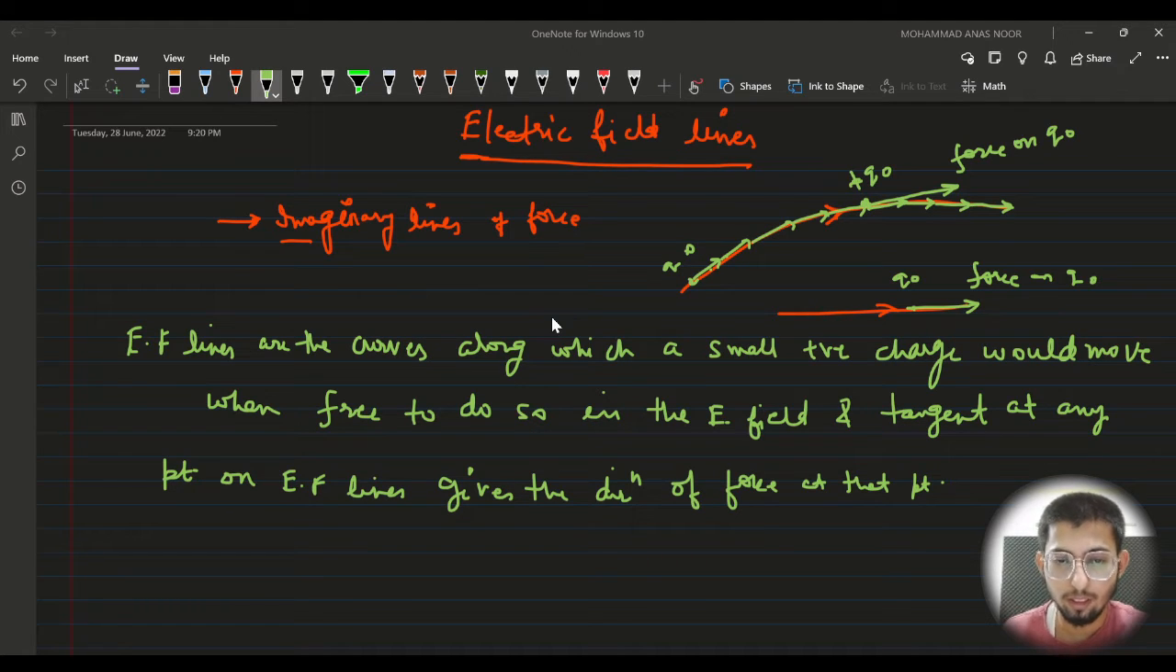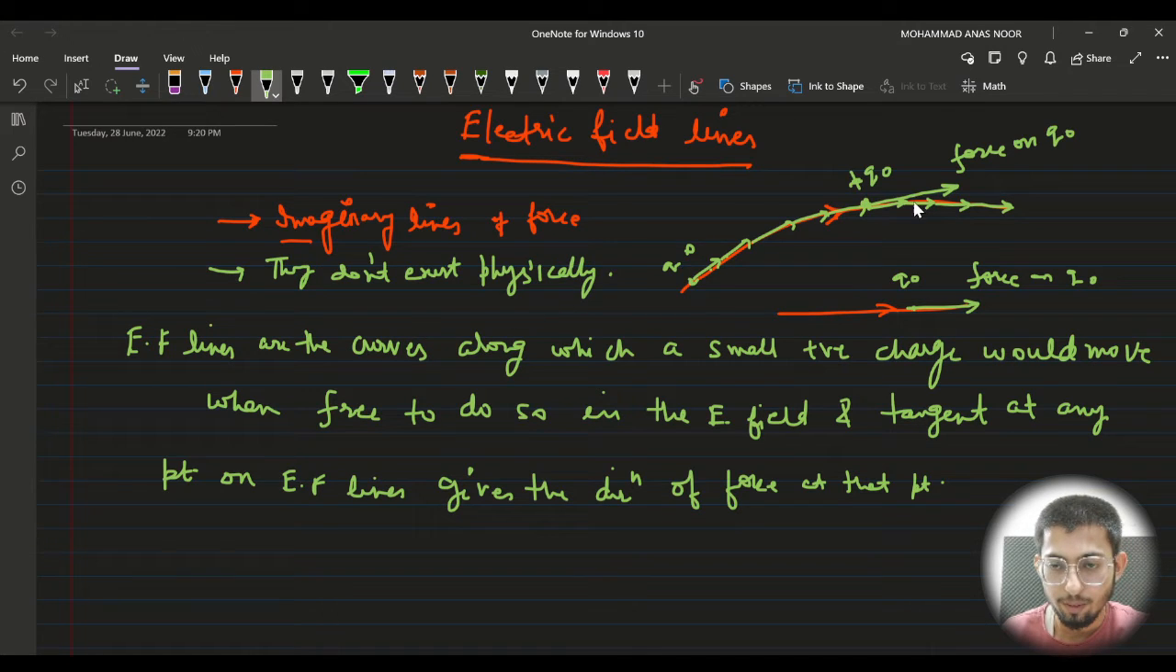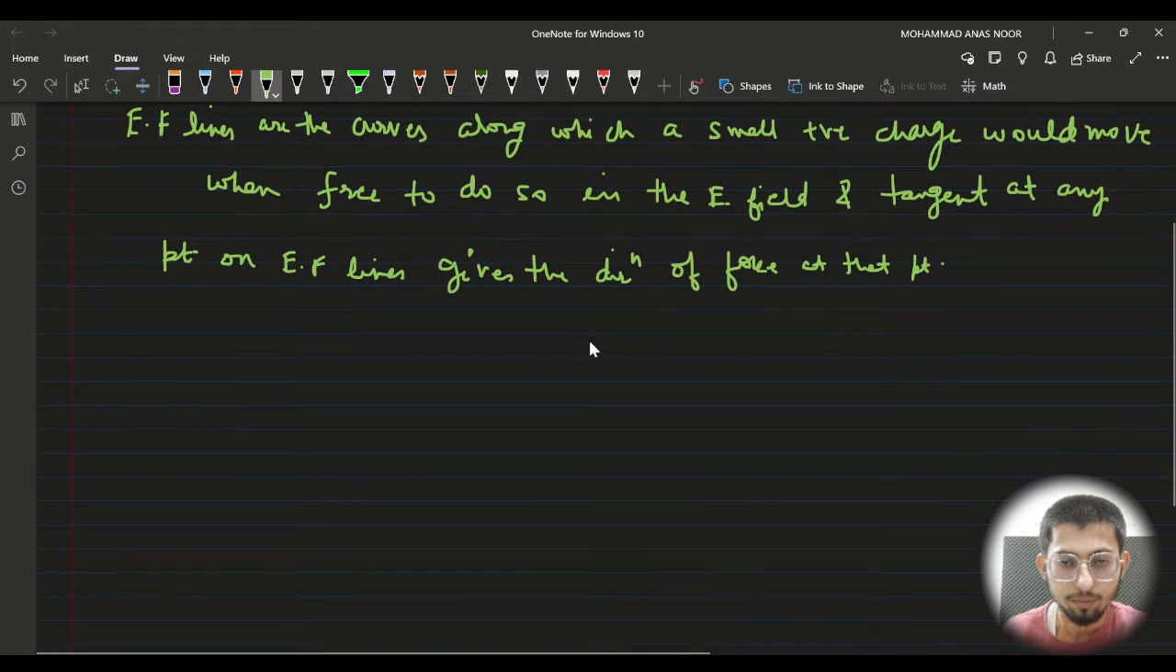In fact, I told you in advance that they are imaginary lines, so they don't exist physically. But their existence is important, so that's why we draw them to solve various problems. Now we'll write the properties. What are the properties of electric field lines?